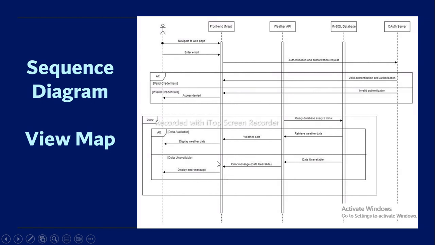So after that, the front end, which means the map, will also display that error message. So the user can see either the data appearing on the map, or else the error message if data is unavailable. Let's move to the next. I hope you can understand, and let's move to the next slide.